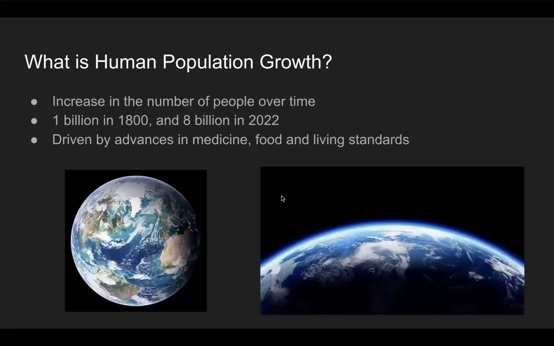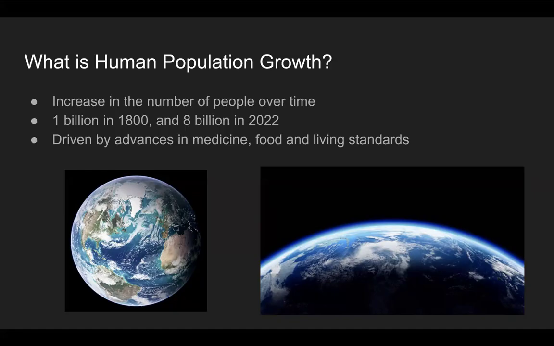So what is human population growth? It's basically how the number of people on Earth increases over time. It happens when the number of births is higher than deaths. Right now, we're going through a very fast change, more than ever.